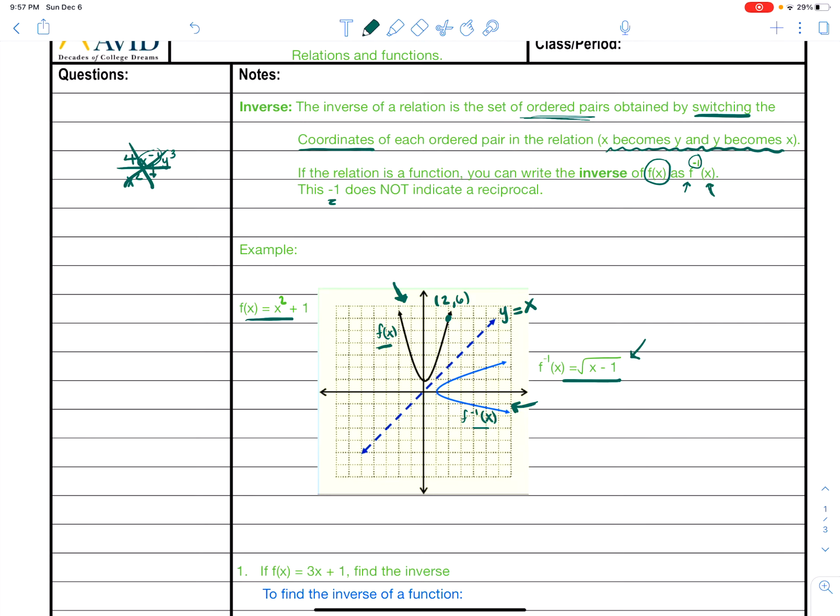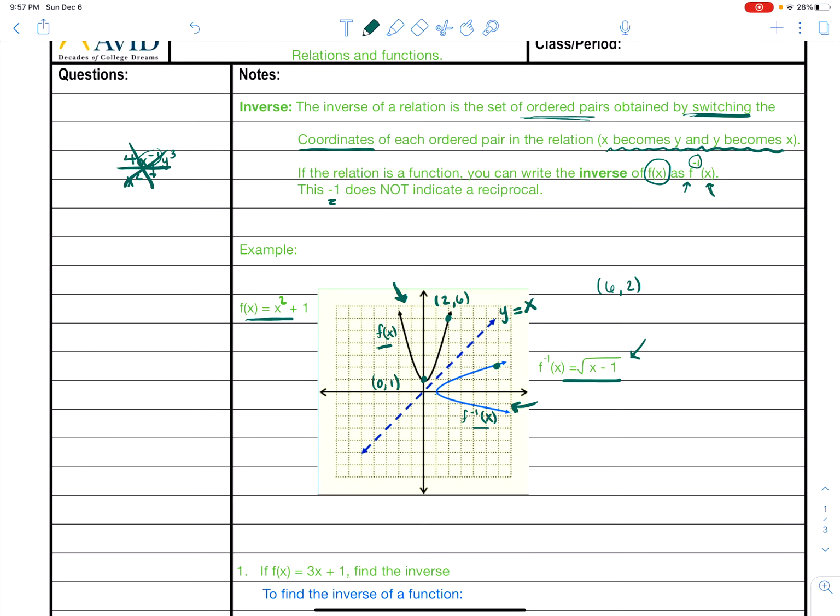According to the definition, if I switch the coordinates, instead of 2, 6, I have 6, 2. That should be a point on the inverse graph. So let's plot the point 6, 2. X is 6, y is 2. This is not a perfectly drawn graph, but that is a point on the inverse. If I picked another point on my original, again it's not perfect, so we're going to go close here. This is at 0, 1.